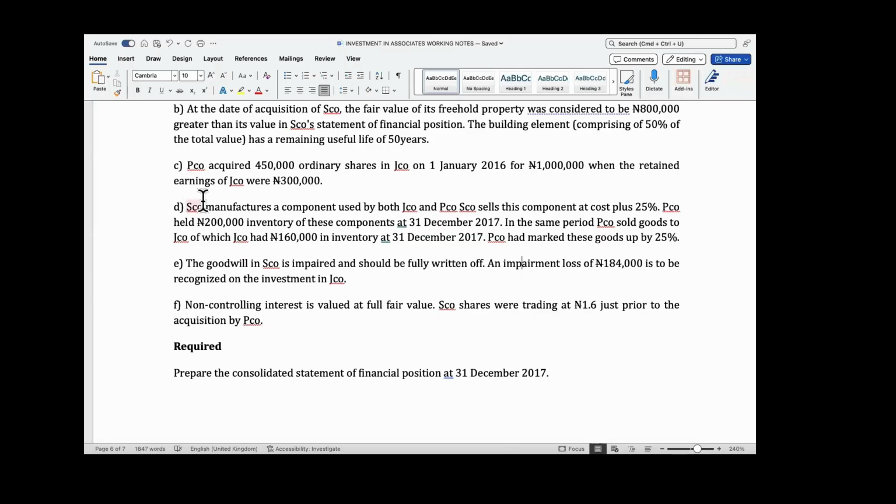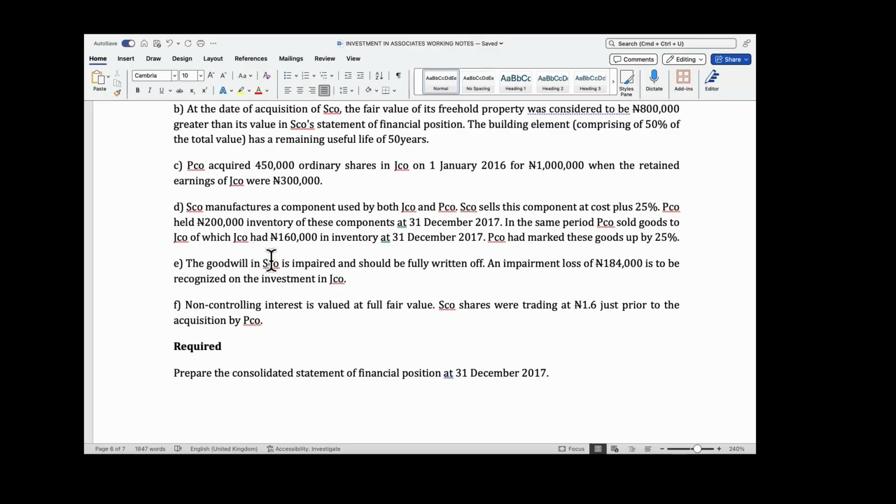Also, Esco manufactures a component used by both JCO and Pico. And Esco sells this component at cost plus 25%. Anytime you see cost plus 25%, this 25% is markup. Pico held 200,000 inventory of this component at 31 December 2017. In the same period, Pico sold goods to JCO, of which JCO had 160,000 in inventory. At 31 December 2017, Pico had marked up this good by 25%. Okay, these intragroup transactions give us unrealized profits, which we are going to eliminate.